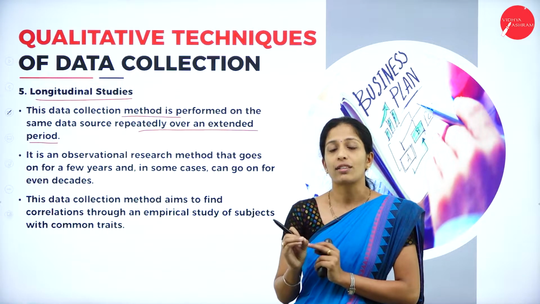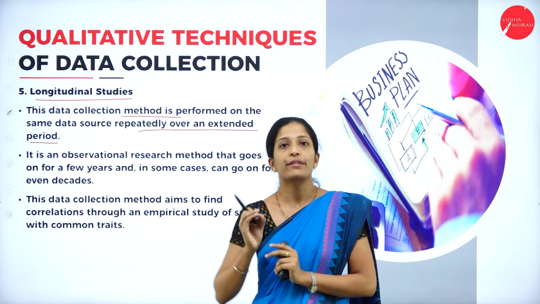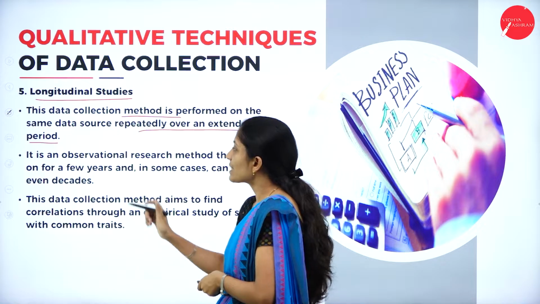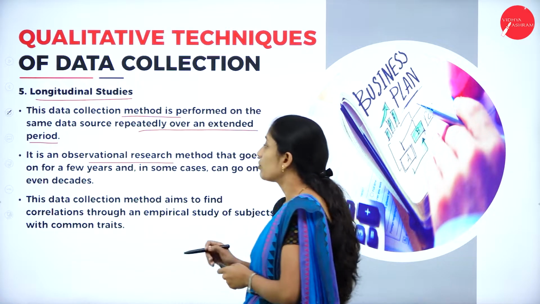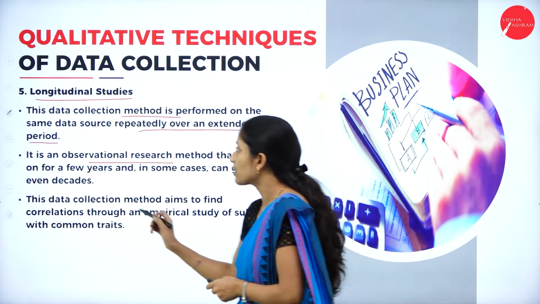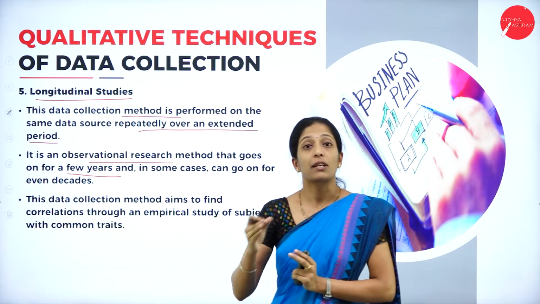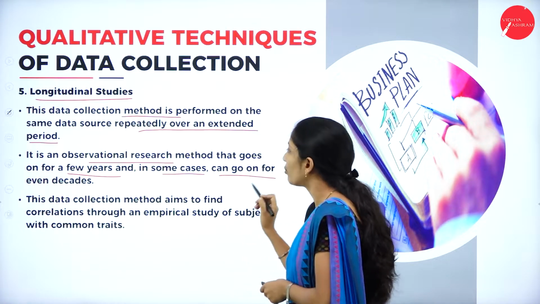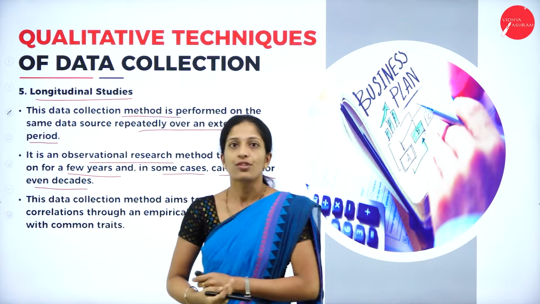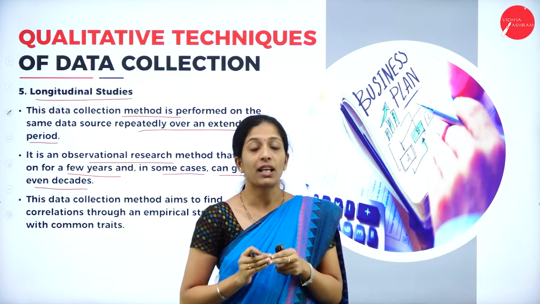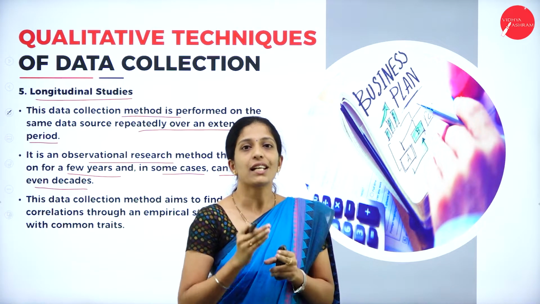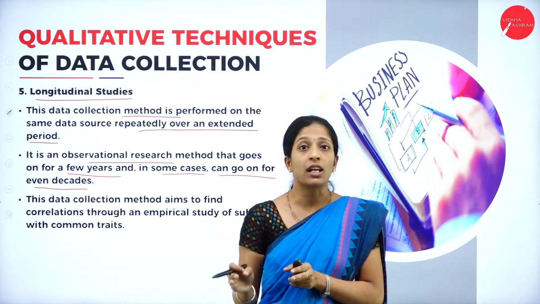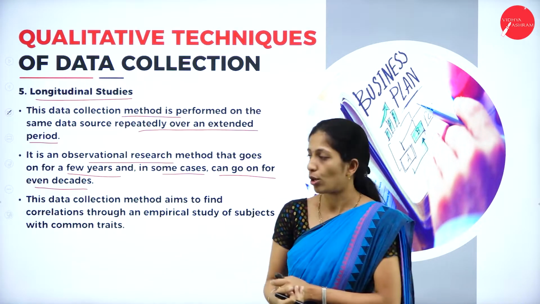So, in order to record that, on the same topic, they are going to do the research activity for a longer period of time. So, it is an observational research method that goes on for a few years. They have clearly told you it may go on for a few years and in some cases can go for even decades. This is a type of observation method where they are going to observe each and every activity for a longer period of time. It's not only in terms of years, it may go for even decades also.